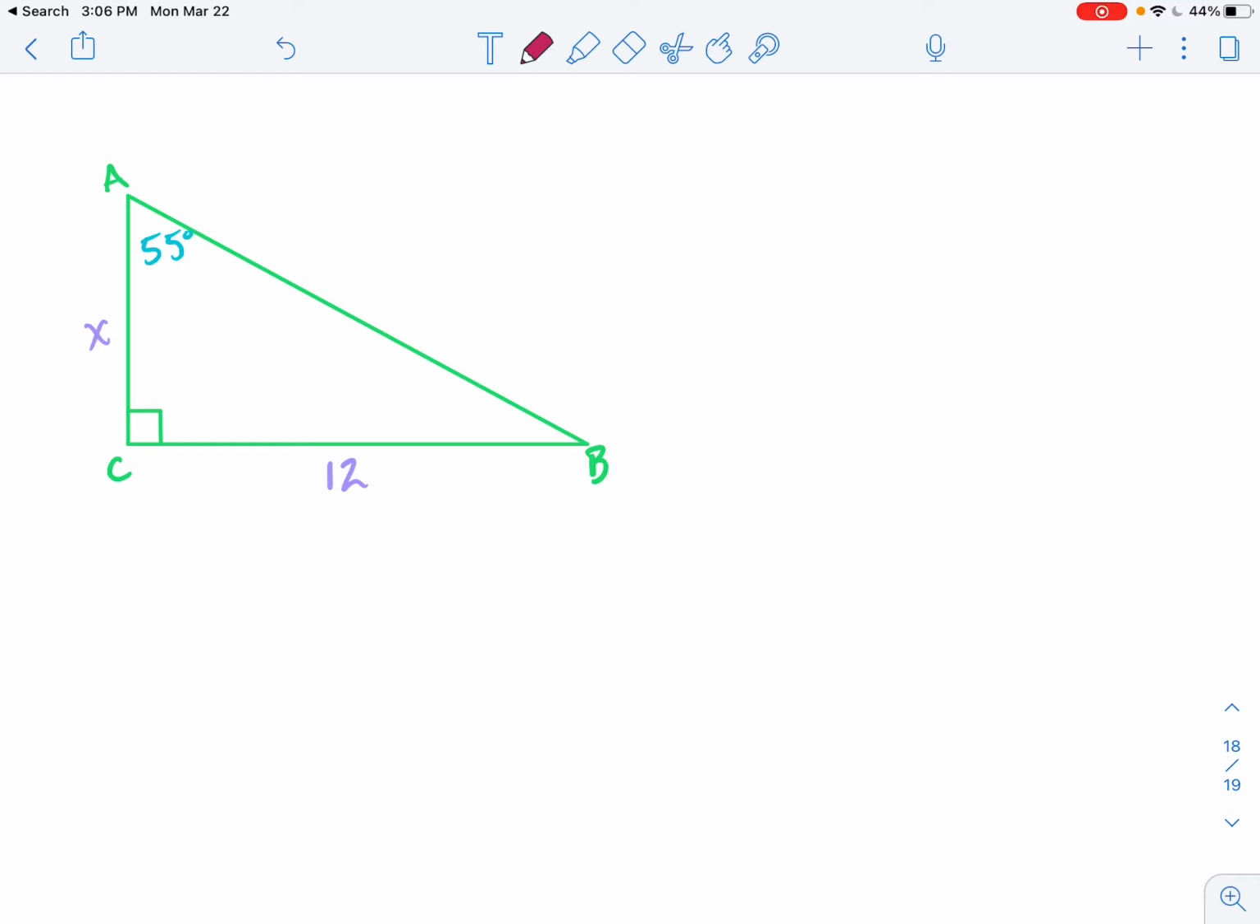First, I need to figure out which one applies. So I'm going to write out SOH CAH TOA. This phrase helps me determine which trig ratio, sine, cosine, or tangent would apply here. So looking at the triangle, I know this 55-degree angle. That's the acute angle that I'm going to use.